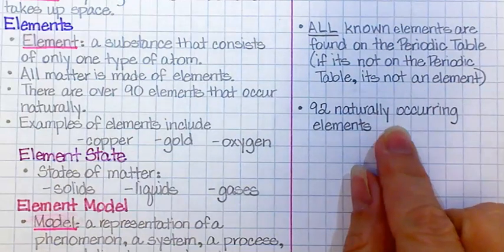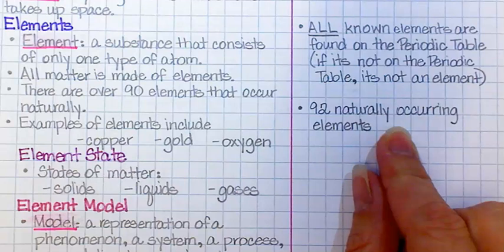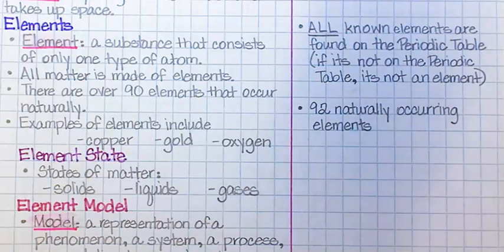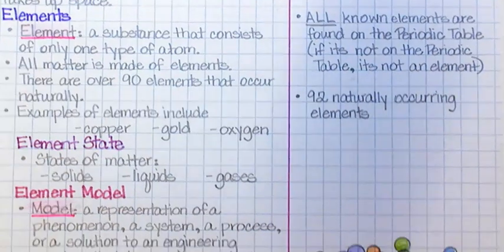There are 92 naturally occurring elements. There are more than 92 boxes on the periodic table because scientists have managed to make some other things in a laboratory setting that do not occur naturally, but there are 92 naturally occurring elements. Okay?